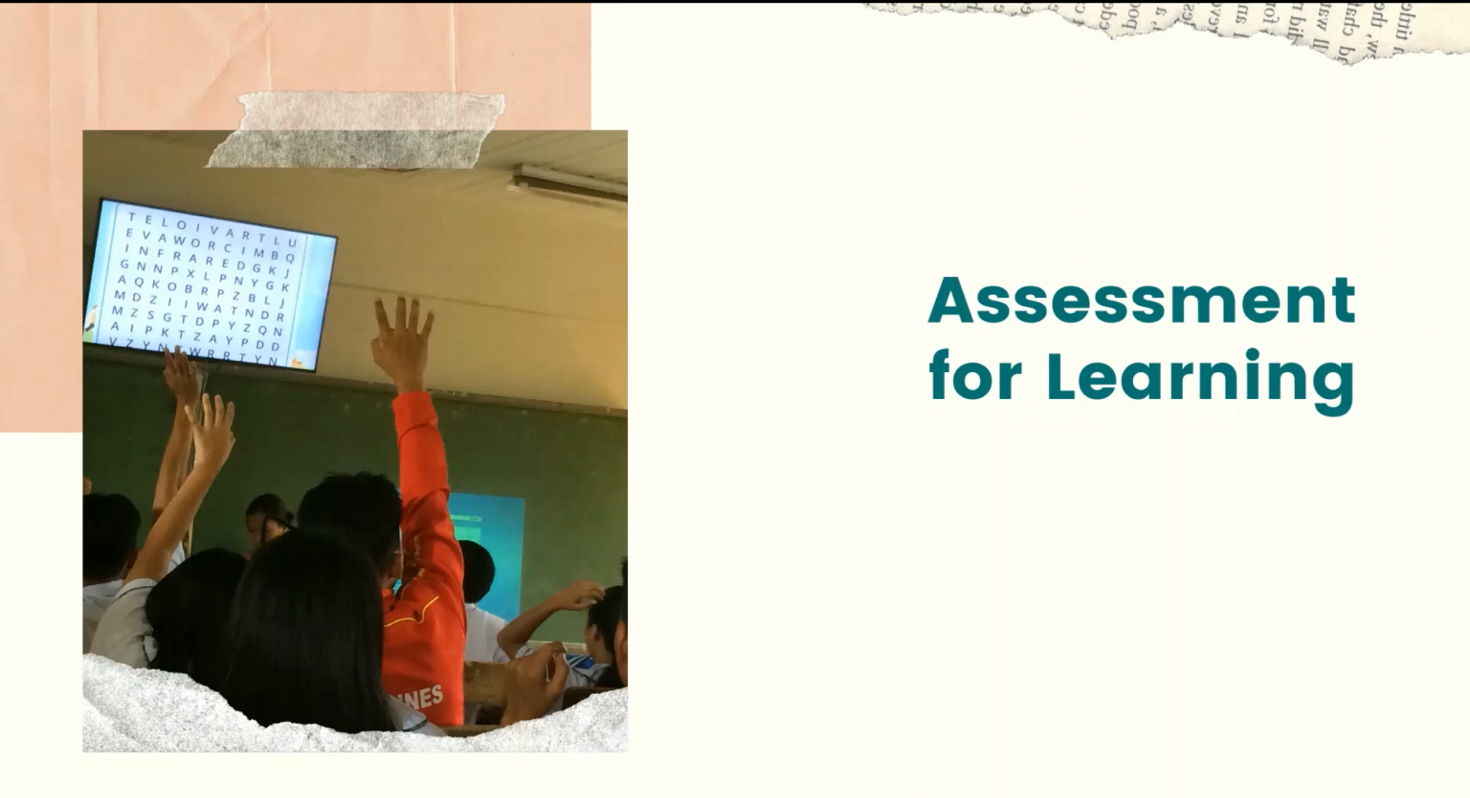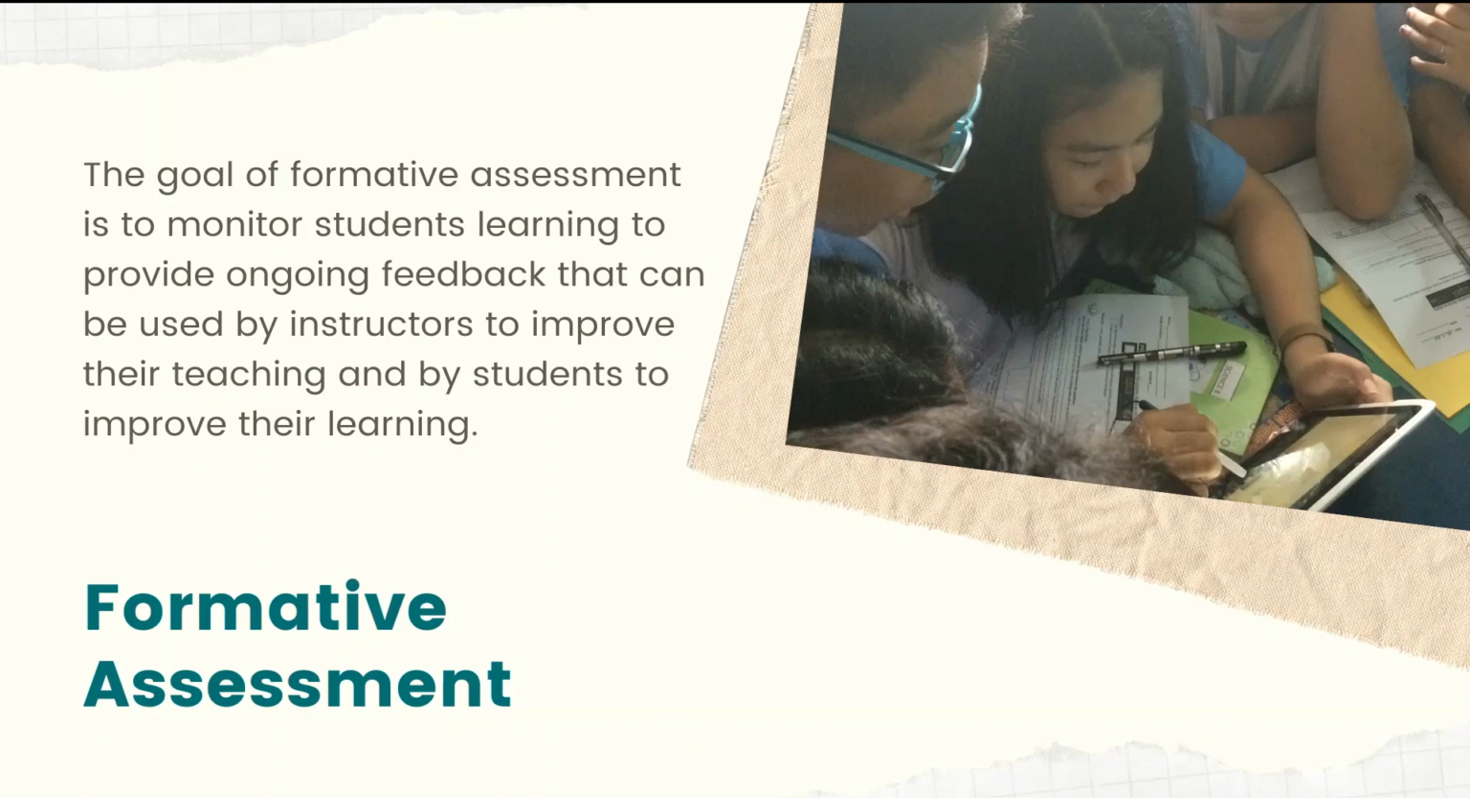On the part of the students, assessment for learning provides them with information and guidance so they can plan and manage the next steps in their learning. Information about what a student knows, understands, and is able to do can be determined by the teachers using formative assessment. The goal of a formative assessment is to monitor student learning, to provide ongoing feedback that can be used by instructors to improve their teaching, and by the students to improve their learning.